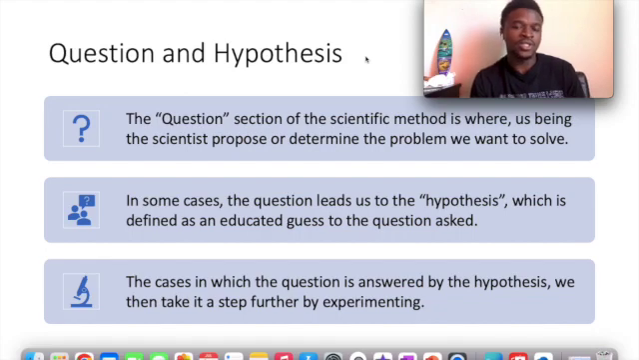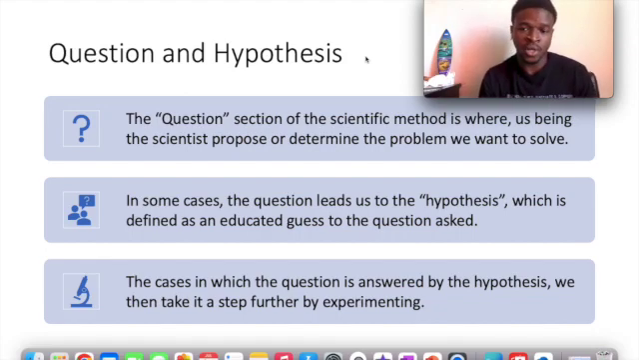Beginning with the question. The question section of the scientific method is where we, as scientists, propose or determine the problems we want to solve. In some cases, the question leads us to the hypothesis, which is defined as an educated guess to the questions asked. In the cases in which the question is answered by the hypothesis, we would then take a step further by experimenting.